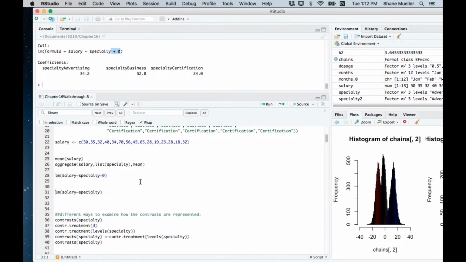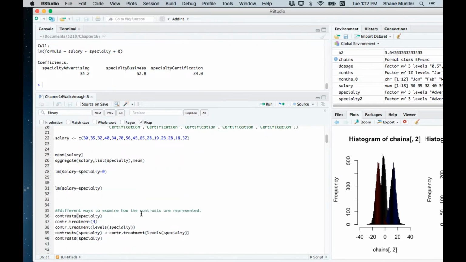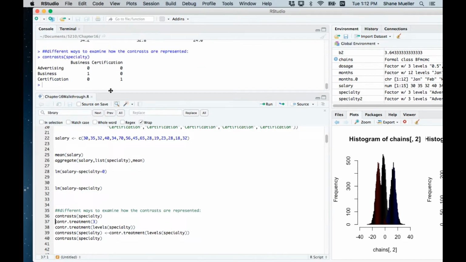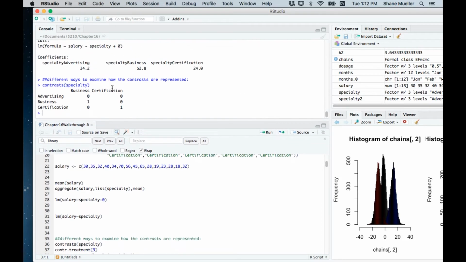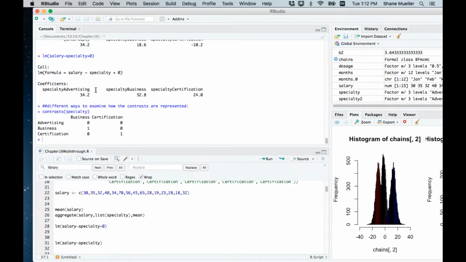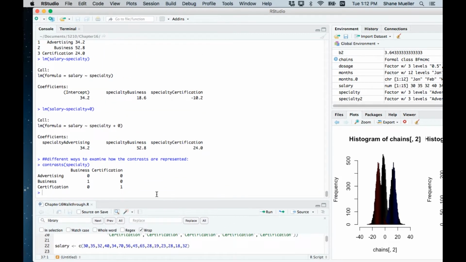To find out the way it's coded in terms of a design matrix, we can look at contrasts. Any factor automatically gets a set of contrasts created based on it. If you look at contrasts, this is what it looks like. If we go back up here, we had an intercept of 34, and then we had these two other values, and these two other values are represented by business and certification.